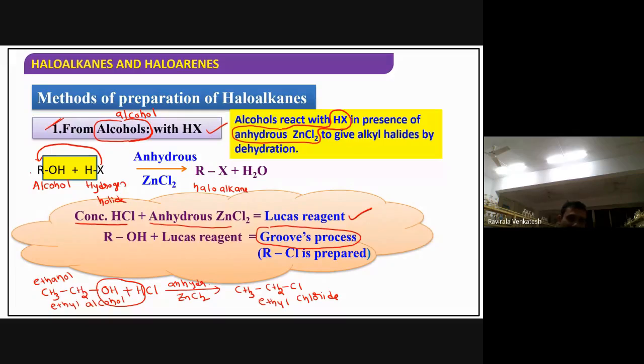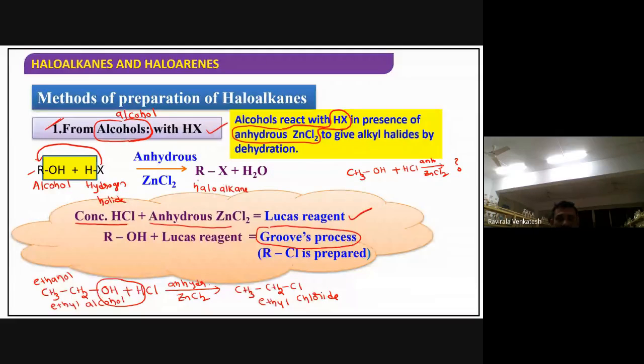In the place of R, you can put anything. You put CH3 and practice writing the reaction. Put CH3OH reacting with HCl in the presence of anhydrous zinc chloride. Now write down the product. In this way, you need to practice.